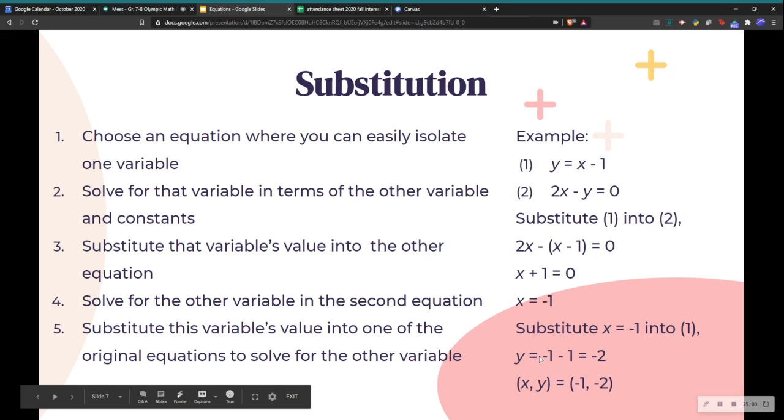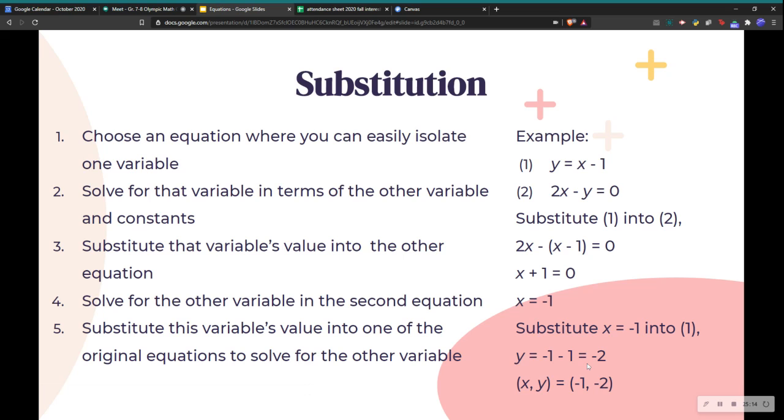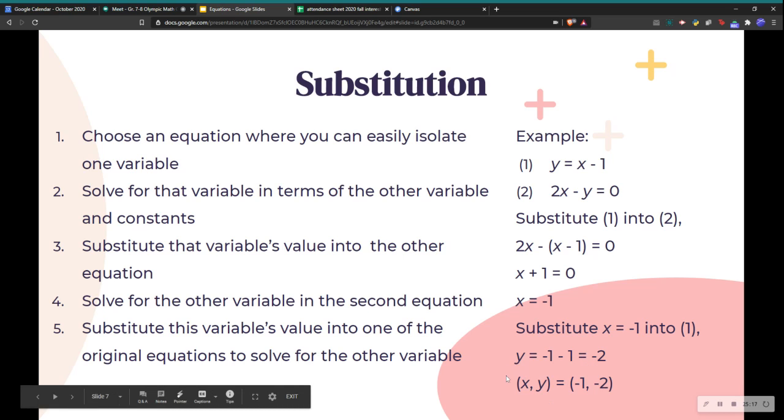So now we have y equals -1 minus 1. x was over here, but we substitute that with -1. So y equals -1 minus 1, which is equal to -2. And then we can write our solution as an ordered pair. An ordered pair means you have x comma y. So x comma y is equal to -1 comma -2. Here's x, which is -1. Here's y, which is -2. Right, a pair like that.